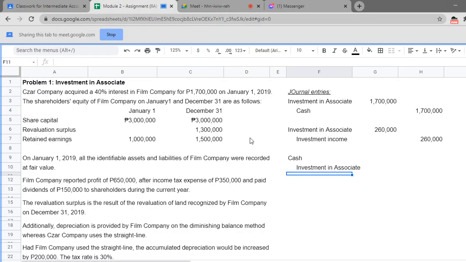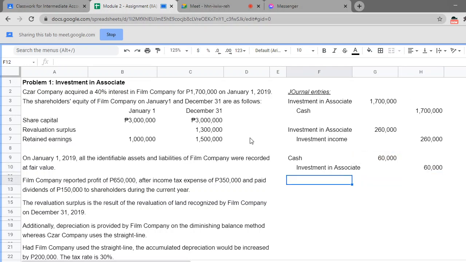So, tanaw na po ang difference. When we were discussing equity investment, ang atoang entry every time that we receive a dividend is debit the dividend that we receive and then credit dividend income. But this time, using the equity method, hindi na siya ganoon. Instead, ang i-credit natin hindi na dividend income, kundi investment in associate. So, credit your investment in associate every time there is a dividend. And this time, 150,000, but 40% lang ang share dito. So, you have 60,000.